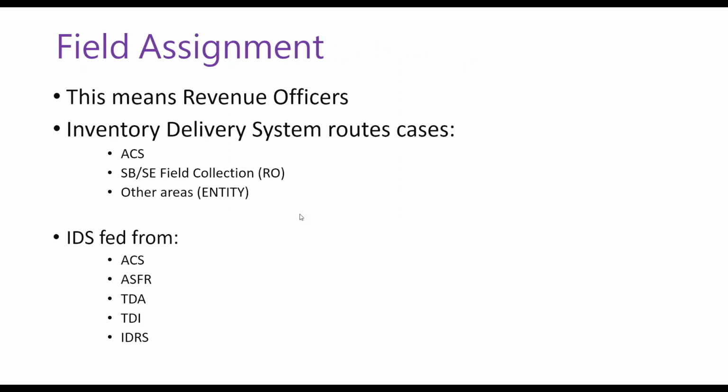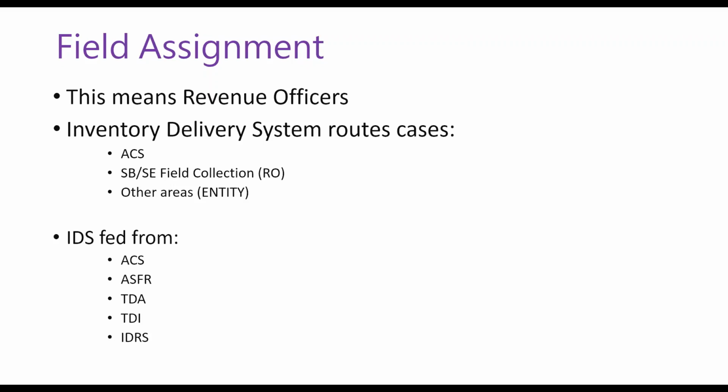So let's talk now about field assignment. Field assignment is the part of the IRS collections process where a human being gets involved out in the local area. All of these acronyms that you see on your screen, I don't know what all of them mean, and there are actually even more. The inventory delivery system is a prioritization algorithm. It's a computer program that determines who should have the highest priority for assignment to a revenue officer.